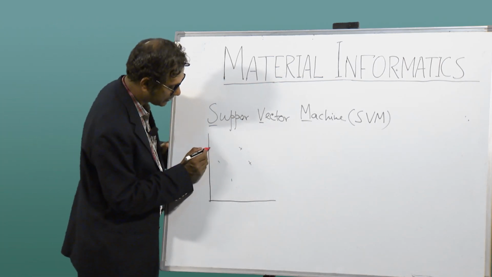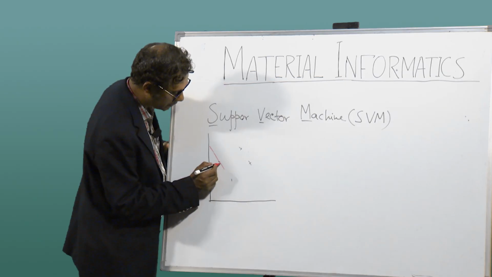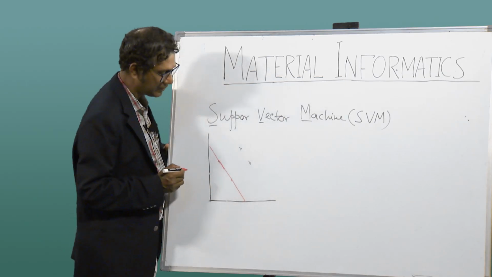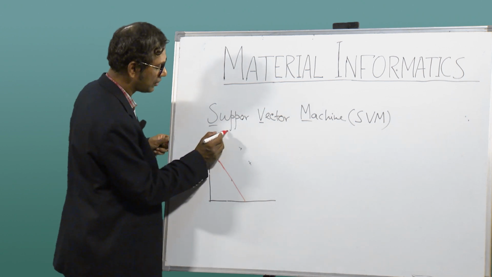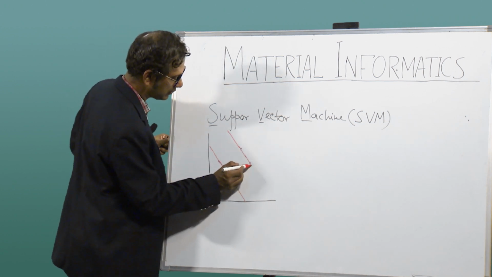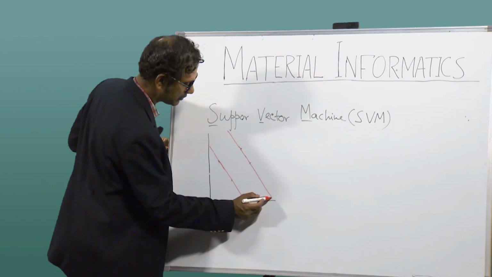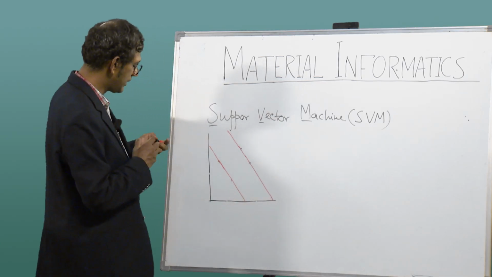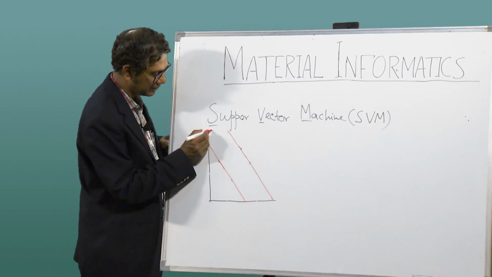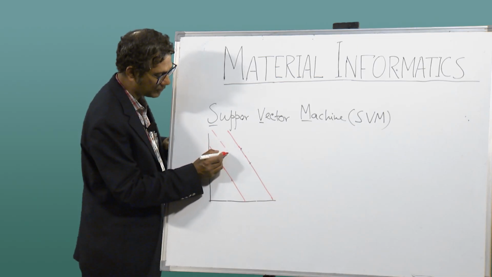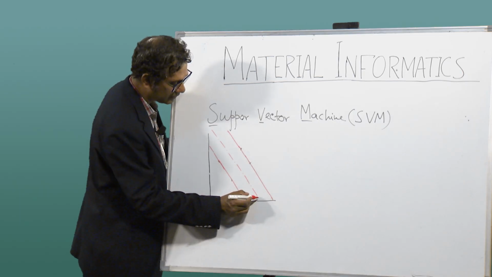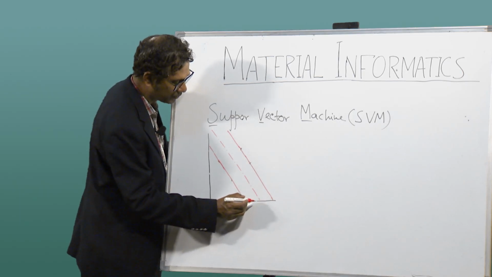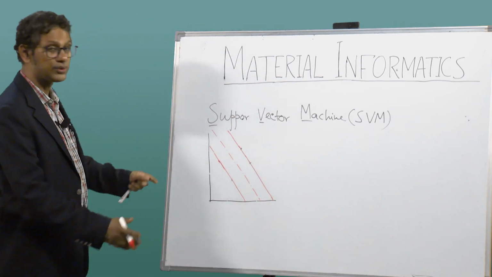So, first I draw this boundary, and then I also draw this boundary. Am I clear? Then I draw the center line. You could have traveled on Indian roads, you could have seen there is a center line and traffic moves on both sides. So, this is what my road is.